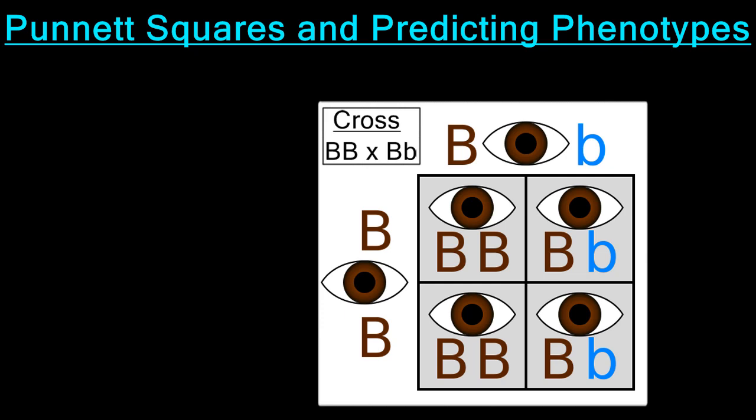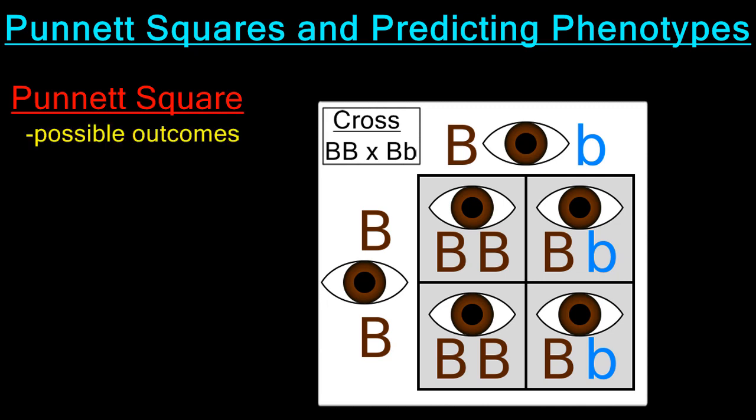If you wanted to predict the genotypes or phenotypes of offspring that a pair of individuals would have, you could use a tool called a Punnett Square. Punnett squares are tables that show all the possible outcomes of a genetic cross. They also show the probability of getting a particular outcome.